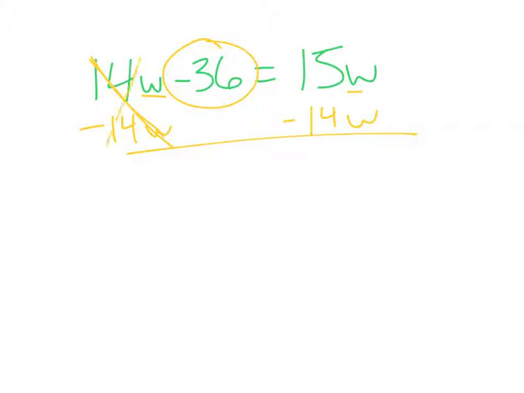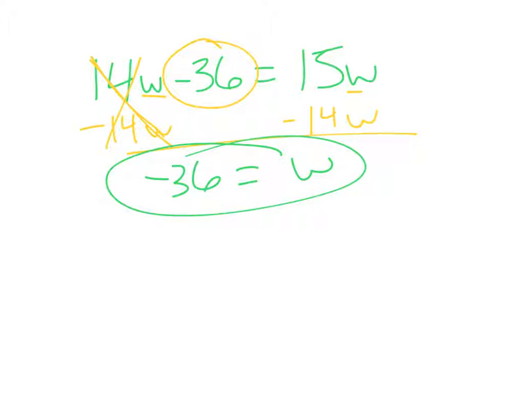Over here, again, it cancels out, leaving me with just negative 36. And then over here, it'll leave me with just 15 minus 14, which is 1. So that's the same thing as just w. So therefore, w is equal to 36. So that's how we would do the ones on the homework.